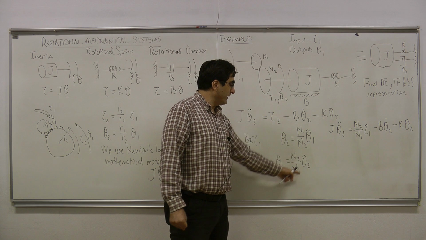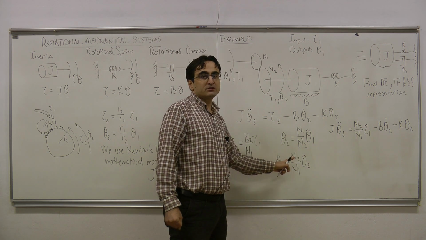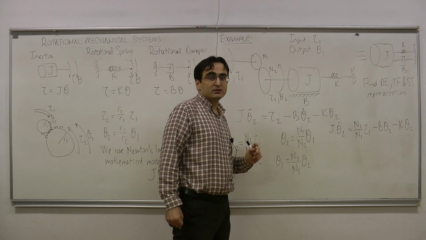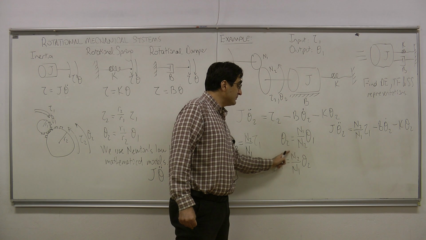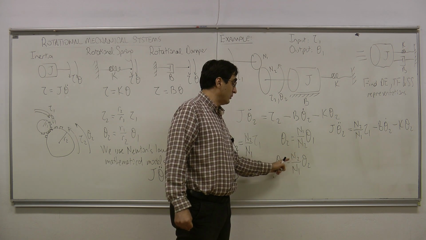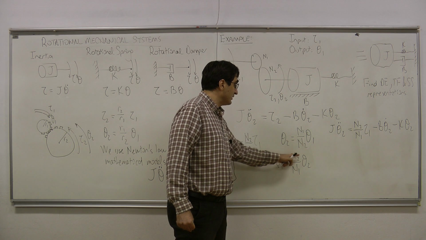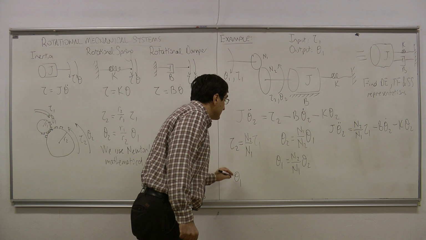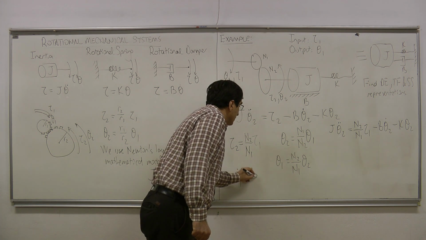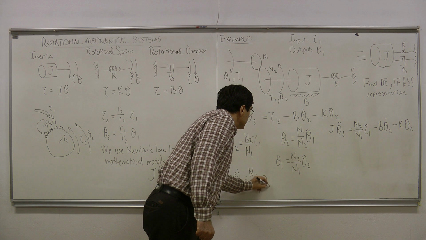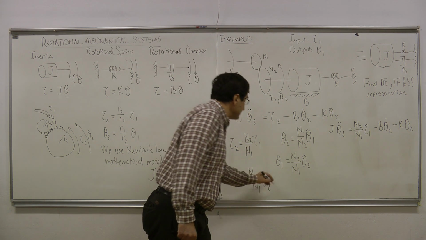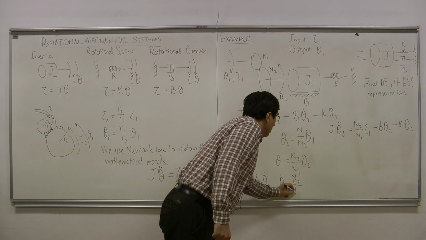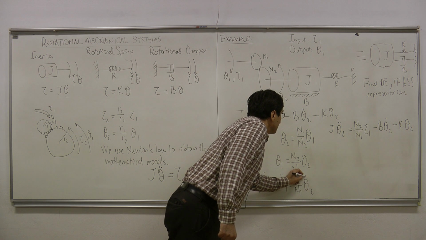If I look at this equation, if I take the time derivative of both sides, this gear ratio is actually constant with respect to time. That means that this is not going to be affected by the derivative at all. The only thing that is going to be changing is theta 1 and theta 2. So if I take the time derivative of both sides, I get theta 1 dot is equal to n2 over n1 theta 2 dot. And if I take the second derivative, it's going to be theta 1 double dot is equal to n2 over n1 theta 2 double dot.